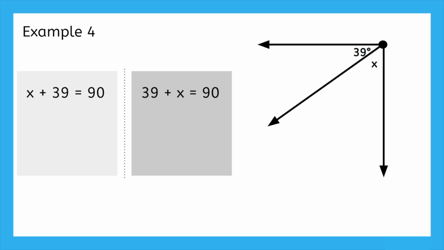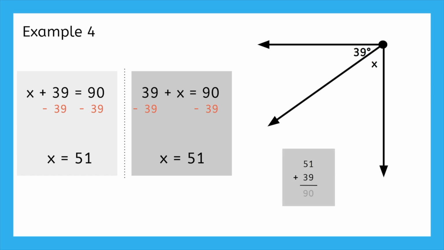No matter which equation you had, your first solving step is the same. Subtract 39 from both sides. 39 minus 39 equals 0, and 90 minus 39 is 51. We rewrite our last line, and we're left with x equals 51. Did you remember to check your work? Check by going backward. Does 51 plus 39 equal 90? Yep, so the missing angle is 51 degrees.